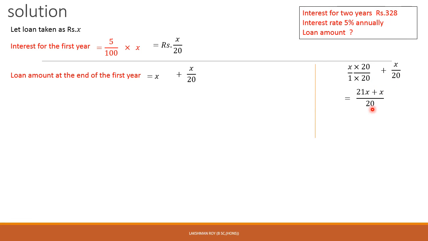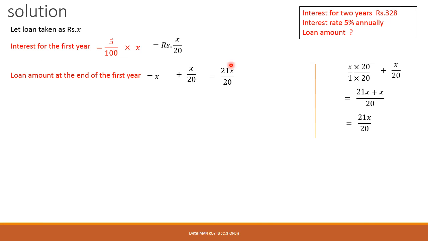Both denominators are 20, and here x multiplied by 20 is 20x, and here x, right? So in the numerator we add 20x plus x, then you get 21x, right? The denominator is kept as 20. So that is the addition of x and x over 20, that is 21x over 20. Now that is the loan amount at the end of the first year.